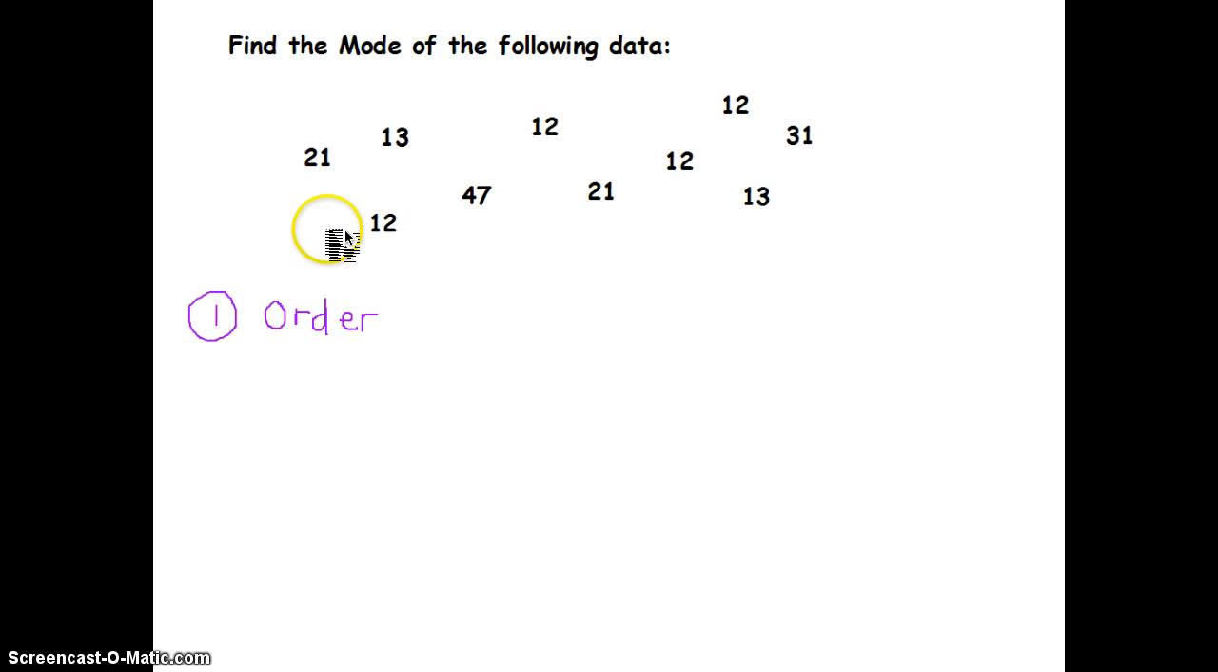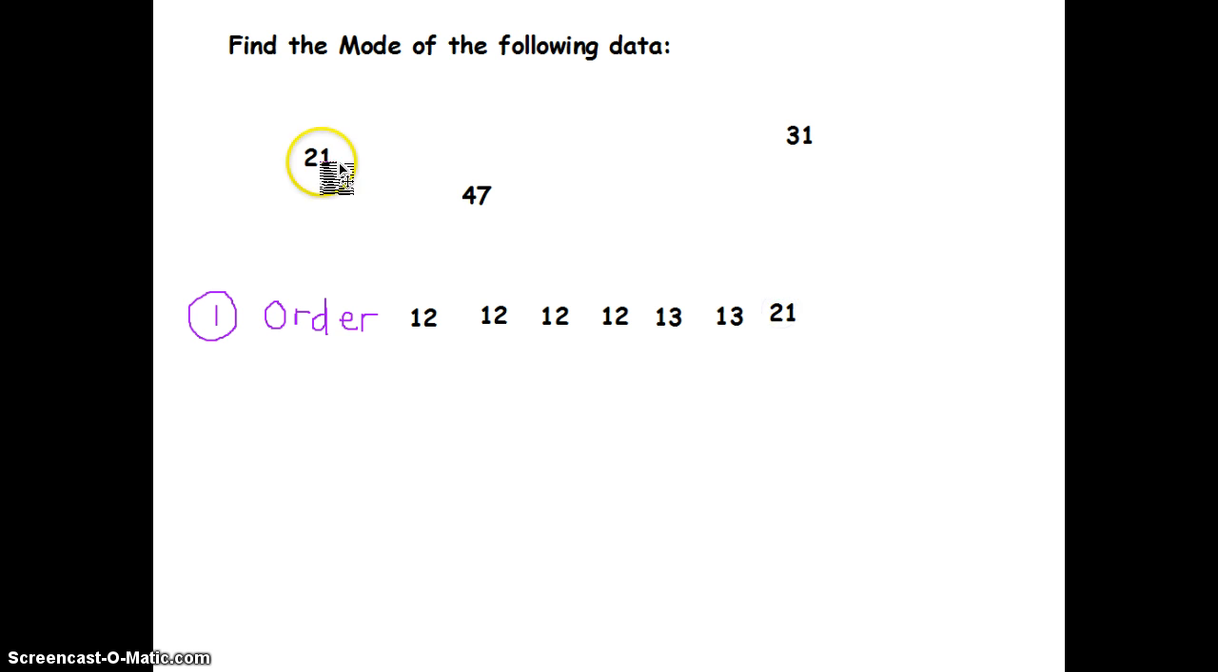So what I'm going to do is grab these numbers and place them in order from smallest to largest. So here I have a 12. I see I have another 12. 12, 12. Looks like here I have a 13. That's my next number. Oh, and here's another 13. And now I'm going to go up to 21 and another 21 and 31 and my final number 47. So now I've got them in order.